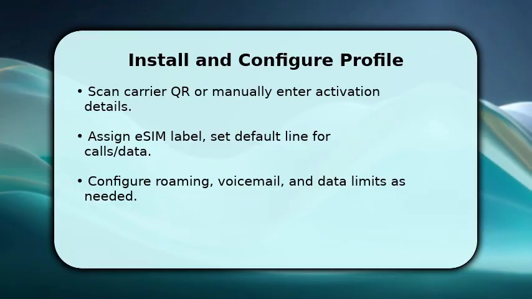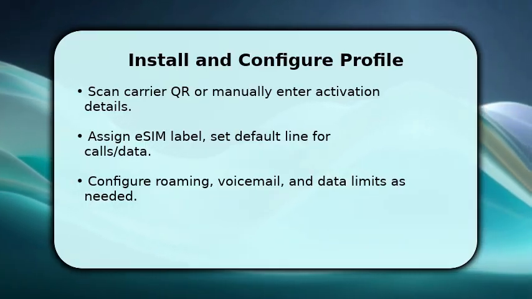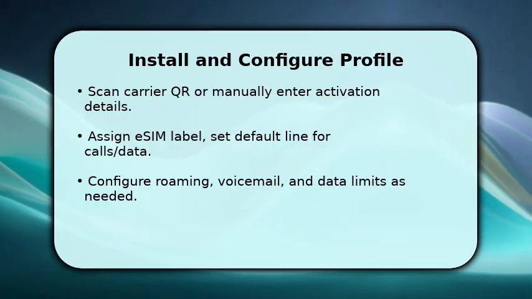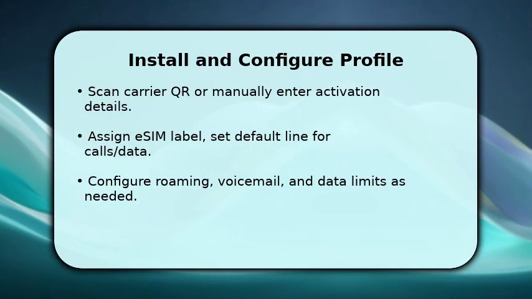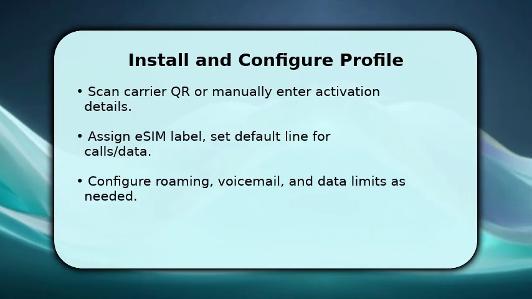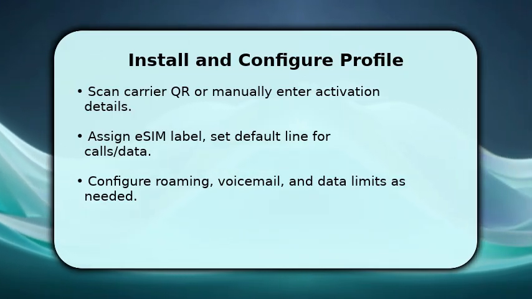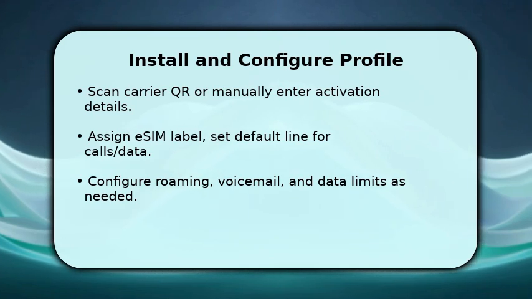Make the eSIM your default for data if desired, and set which line handles calls and SMS. This prevents billing surprises. Finally, check APN or carrier settings and enable or restrict data roaming based on your plan so connectivity behaves as you expect.